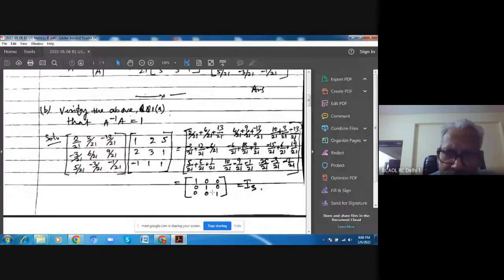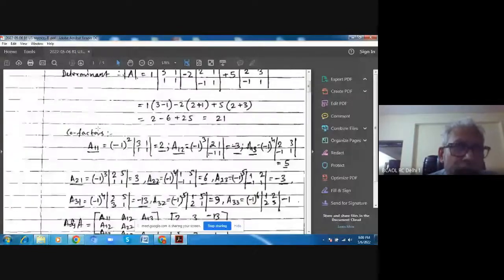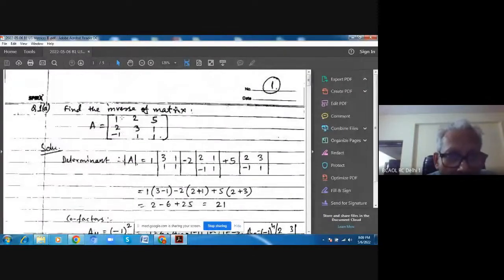Identity matrix, its value is actually 1. If you find out the determinant, it will come 1. That means A inverse into A is equal to 1. Prove हो गया, verify हो गया. So this second part last time exam में नहीं दिया है. हो सकता है आप लोगों को टाइम में आ जाए, क्या पता. So this type of questions are coming in the exam.